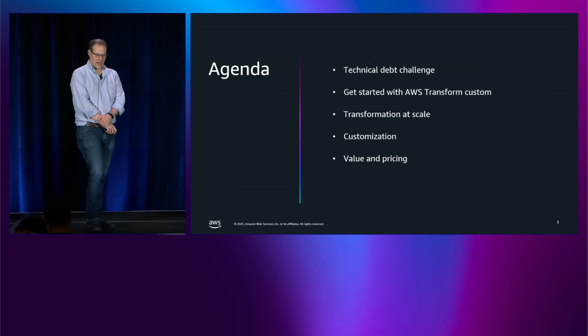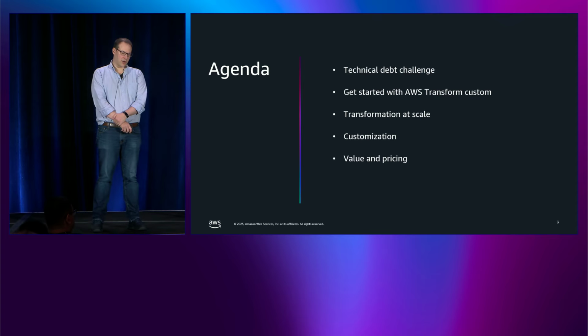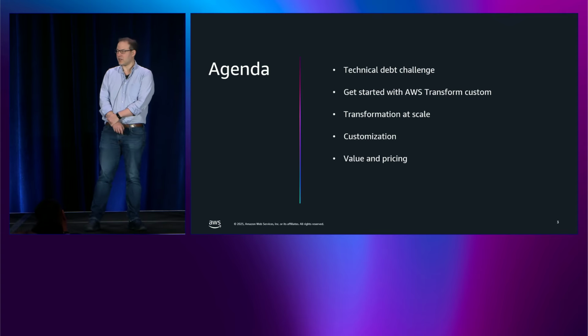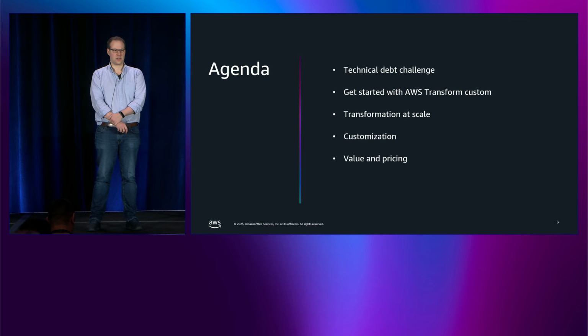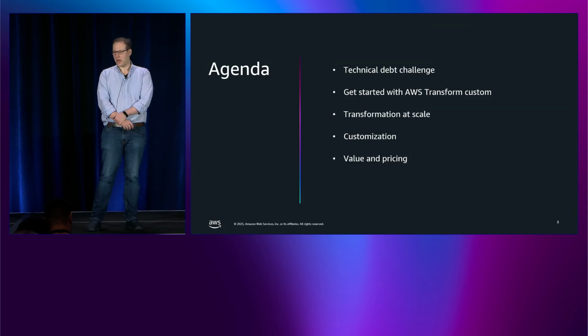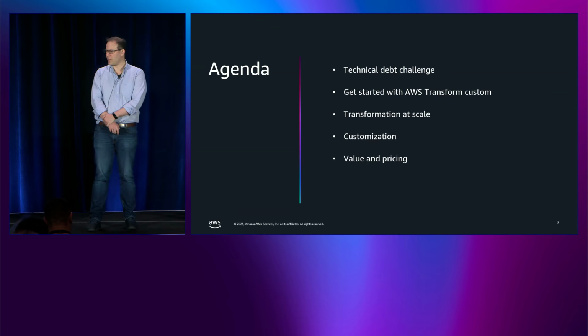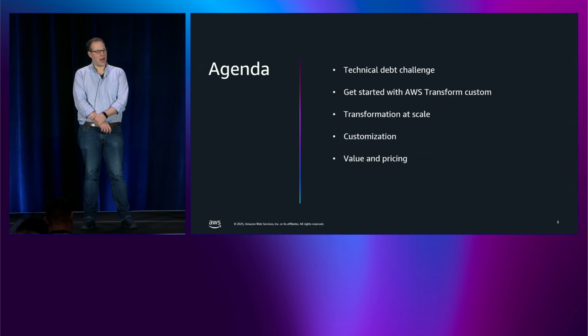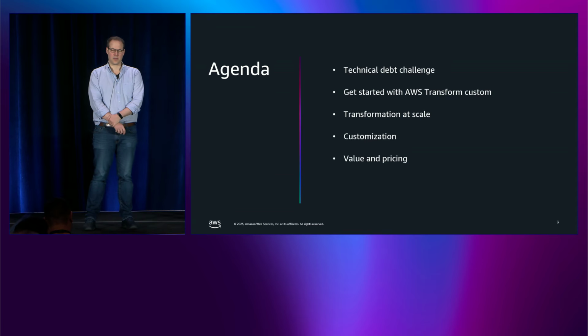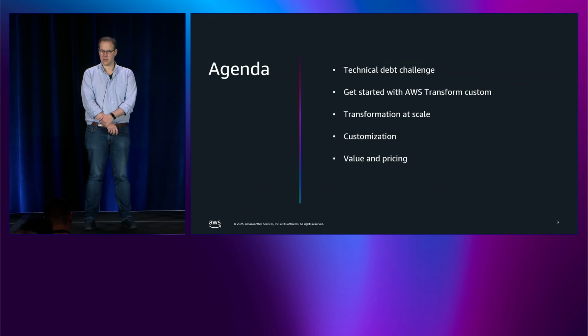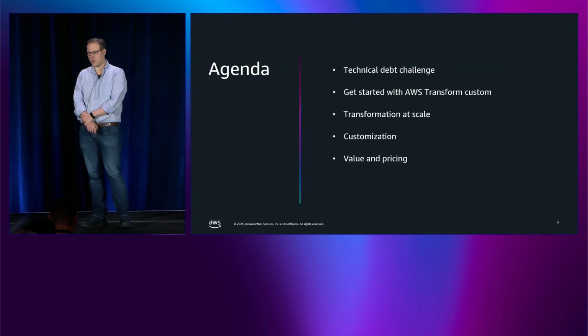After that, we're also going to talk about customization, because every customer that we talk to has organization-specific challenges. Even things that are common, such as Java upgrades or Python upgrades or dependency upgrades, tend to have specific challenges that are unique to each organization. Then we're going to talk about value and pricing.